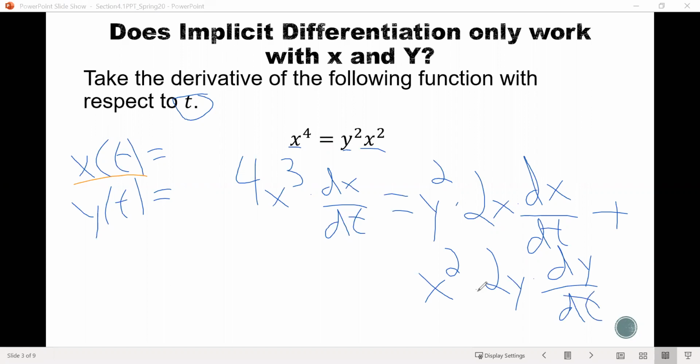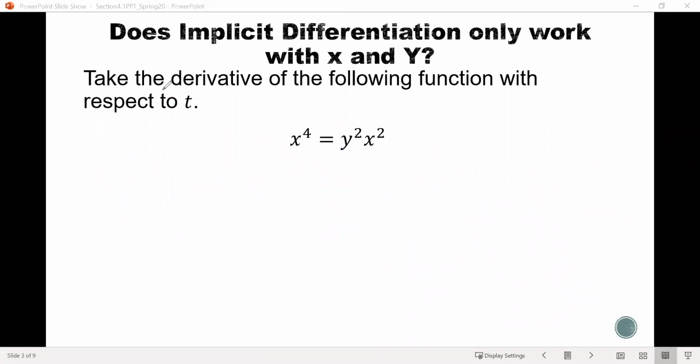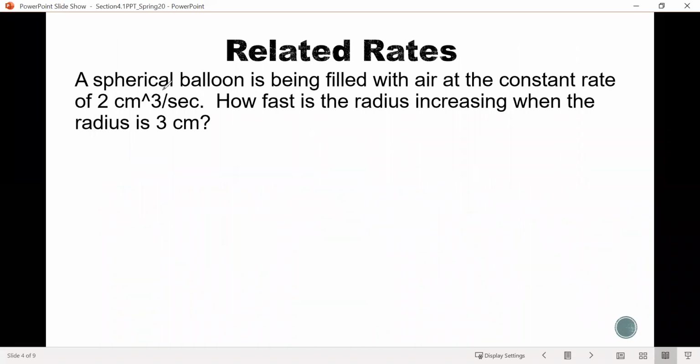Okay? And then we could continue on from there, finding dx/dt or dy/dt or whatever we're asked to do based on the information we're given. But the big takeaway I want you to get from this is that we are able to take derivatives with respect to variables that don't necessarily appear in the problem. All right, so let's look at a more concrete and application example of this.